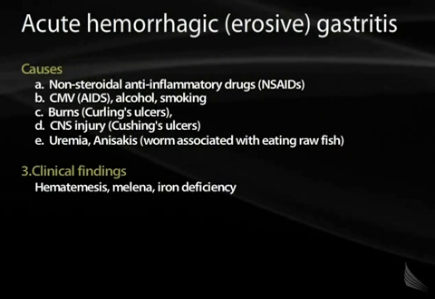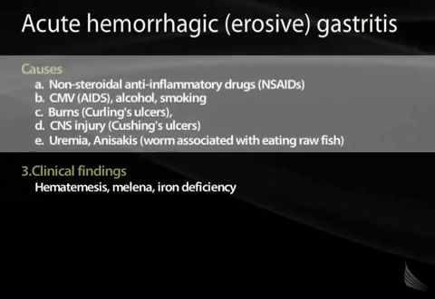Acute hemorrhagic or erosive gastritis is caused by a number of different factors. The most common clinically that's seen is secondary to the use of non-steroidal anti-inflammatory drugs such as ibuprofen and naproxen. CMV or cytomegalovirus in the presence of HIV virus can also cause a hemorrhagic gastritis. Alcohol and smoking are important risk factors for hemorrhagic gastritis, and in conjunction with the use of non-steroidal anti-inflammatory drugs can precipitate both hematemesis and melena.